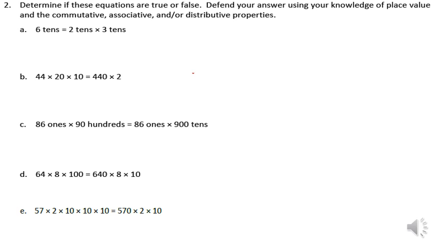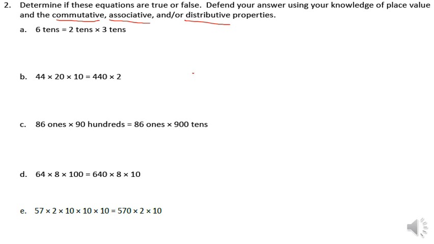Okay, the next question here, they're wanting us to verify if the equations are true or false. Defend your answer using knowledge of place value and the commutative, associative, and distributive properties. Now, we haven't talked much about the associative and commutative properties yet, but we have talked about the distributive property. So we'll get to that further into class. But let's take what we already know and see if these are true or false.